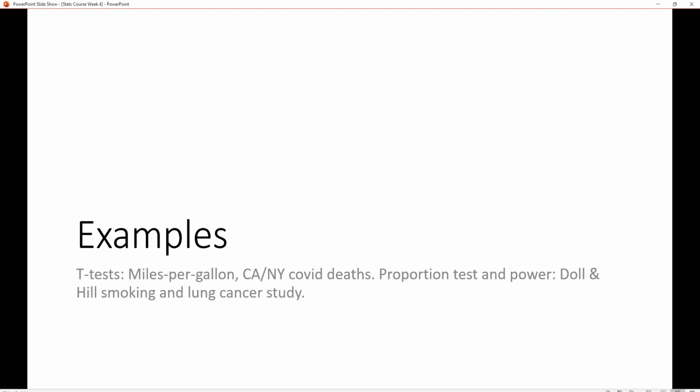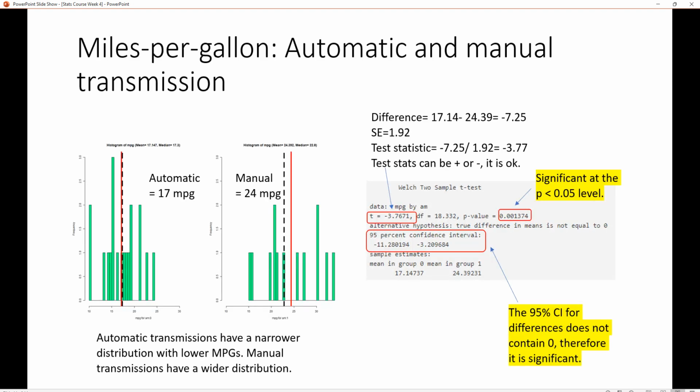Okay, so we're going to look at examples. We're going to cover t-tests. We're going to use miles per gallon from the Motor Trend data. We're also going to compare the COVID death rate between California and New York. And we're going to look at proportion tests and power. We'll use the Doll and Hill smoking and lung cancer study for that. Okay, in this first example, we're looking at miles per gallon, and we're comparing automatic and manual transmissions.